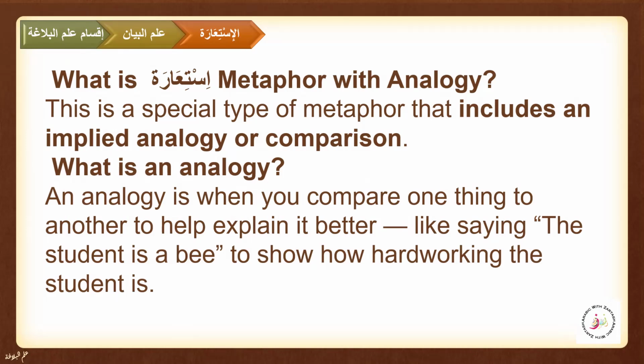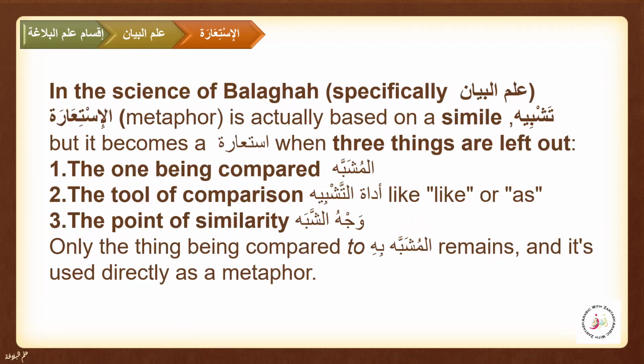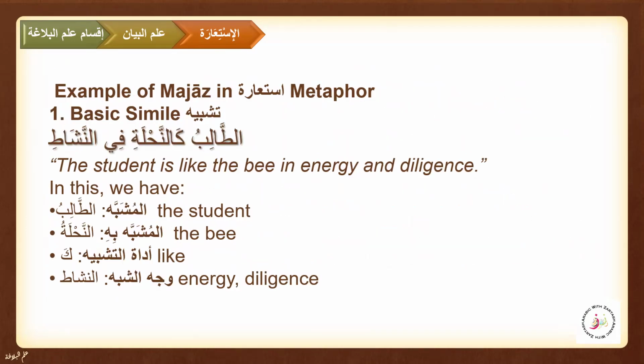So, what is this al-isti'ara, this metaphor? In Balagha, isti'ara, we can say, is a special kind of majaz, a figurative language that comes from tashbih, from simile, but with most of the parts being removed. So we know that tashbih, simile, is when you compare one thing to another. Here, we are going to look at a very beautiful example for this: the student is like a bee, so this includes all the four parts.